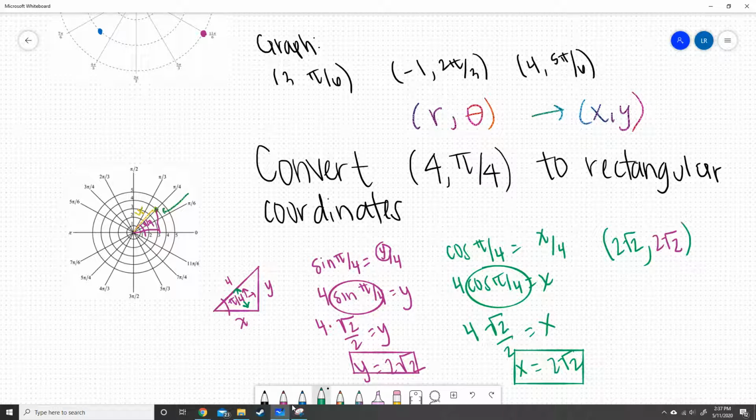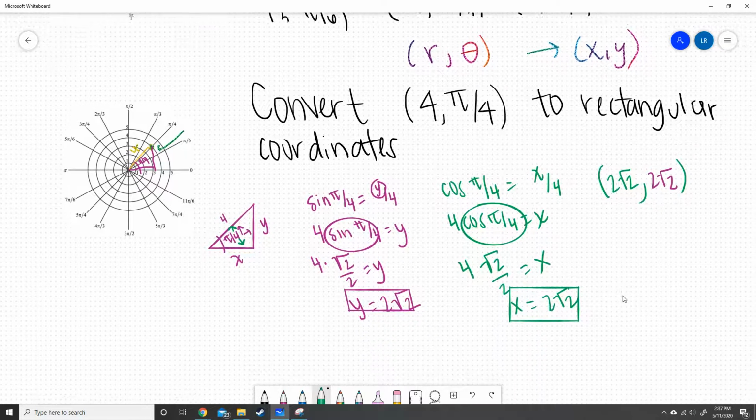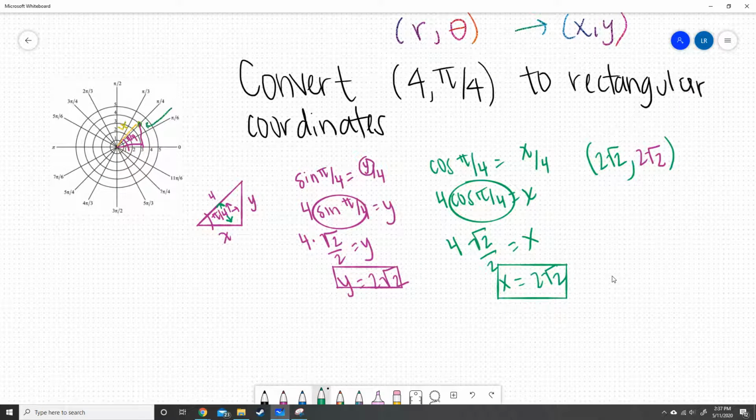So what we did was we drew a right triangle, and then we used our right triangle trig. Now, there are some common rules that are going to follow us throughout. x is always going to equal r cosine of theta. So if you know r and you know theta, you can always find x. y is always going to equal r sine of theta. So if you know r and you know theta, you can always find y.